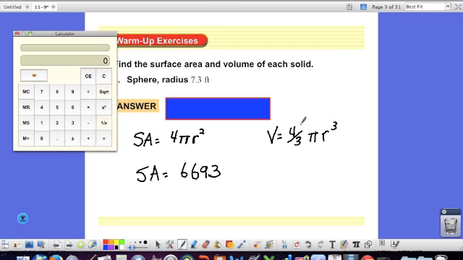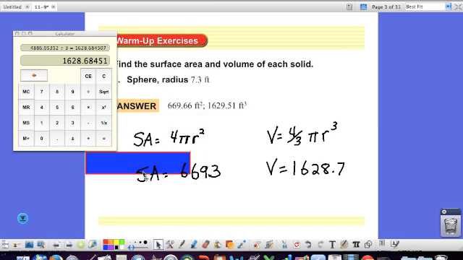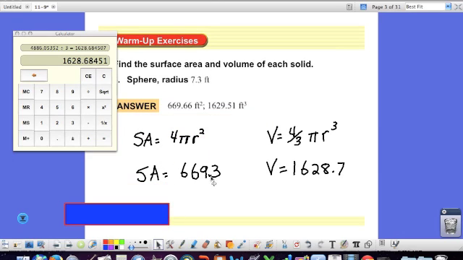It's 669.3. So now we have 7.3 times 7.3 times 7.3 times 3.14 times 4 equals that number, and then we divide the whole total by 3, and the volume is 1,628.7. Once again, close, the difference being 3.14 versus a pi button.